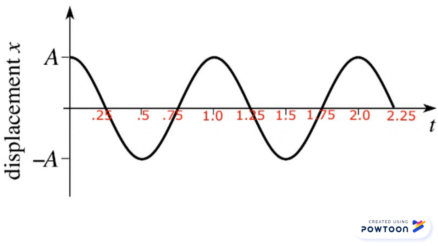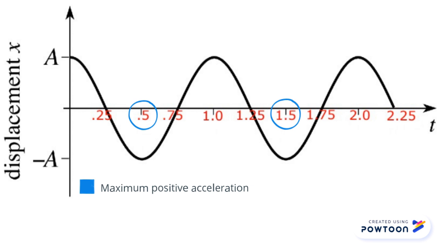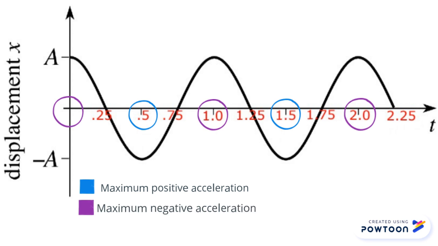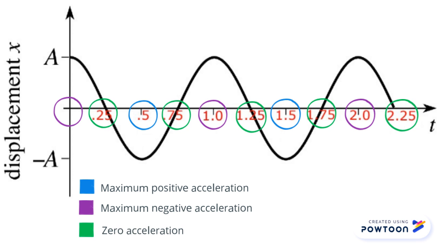You can also find the acceleration by looking at a position versus time graph. There is maximum positive acceleration at the largest point of the graph in the negative, or at the negative amplitude. There is maximum negative acceleration at the largest positive endpoints of the graph, and there is zero acceleration at the equilibrium.